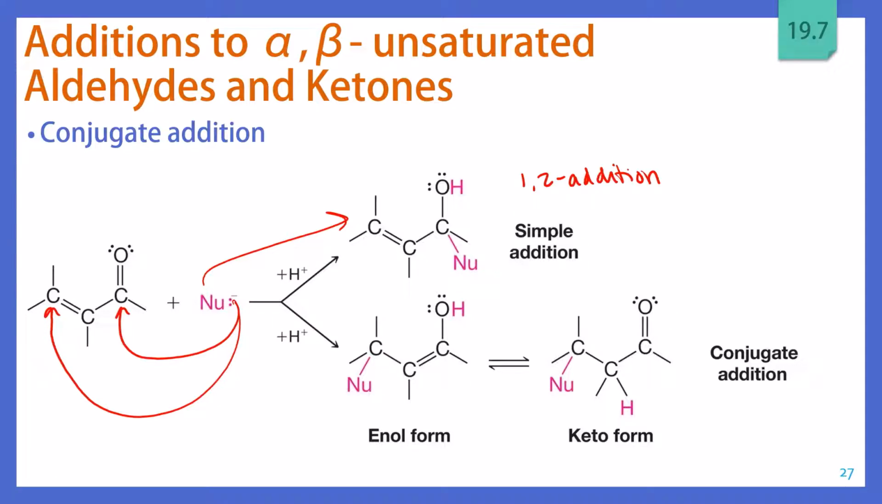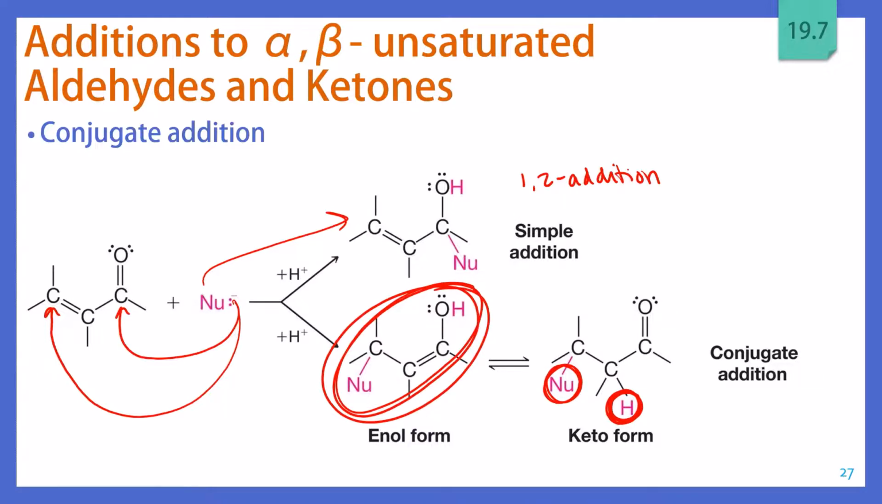is called conjugate addition. This is analogous to 1,4 addition, kind of, but notice you end up with a hydrogen in the 3 position and nucleophile in the 4 position. It's this here that is analogous to the 1,4 addition. But of course, an enol would tautomerize to the keto form.